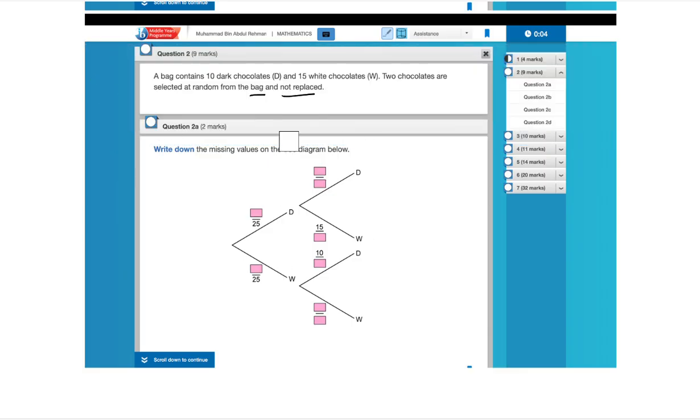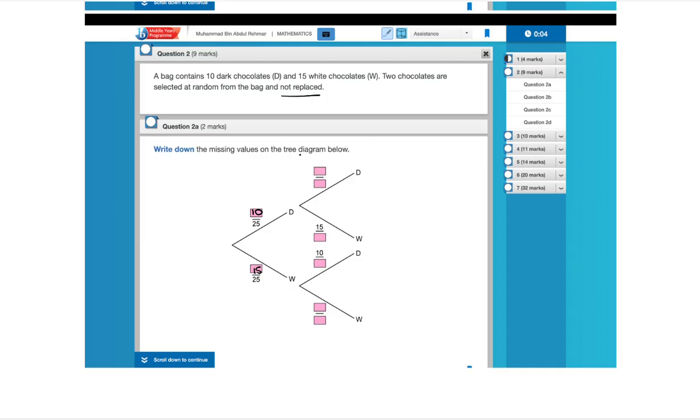A bag contains 10 dark chocolates and 15 white chocolates. 2 chocolates are selected at random from the bag and not replaced. Not replaced is the key part, which means they're removed. So the possibility of it being dark is 10 and the possibility of it being white is 15, right? Because there's a total of 25. Okay, first things first.